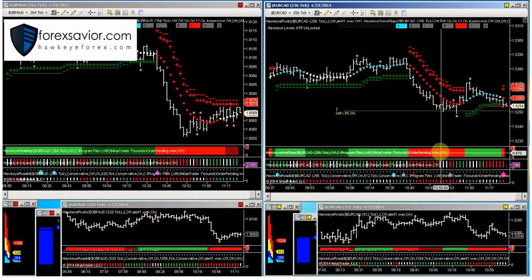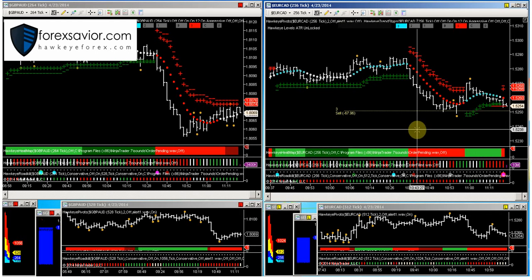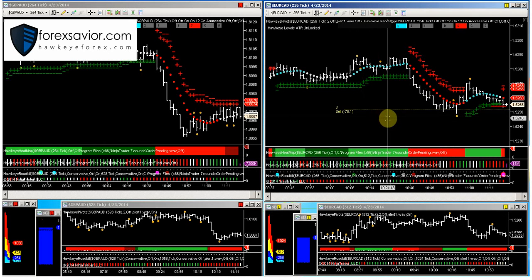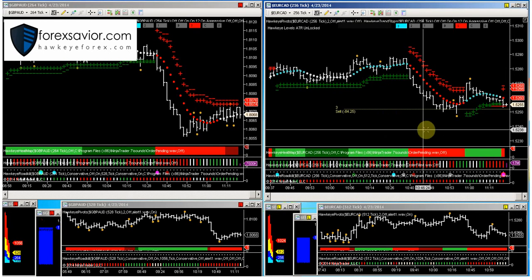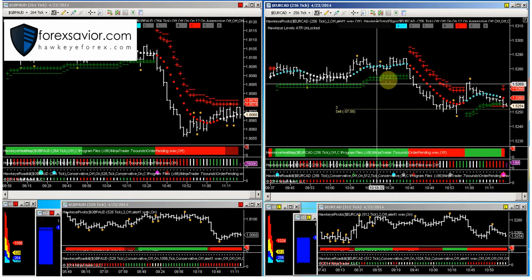We are, again, running into almost lunchtime in New York. Of course, when that happens, we're going to have a lot of choppiness and non-directional things happen. As we get closer to 11:30 in the morning, we try to avoid entries at all, but this EURCAD short, we did take the signal.